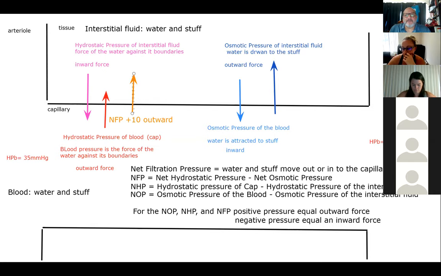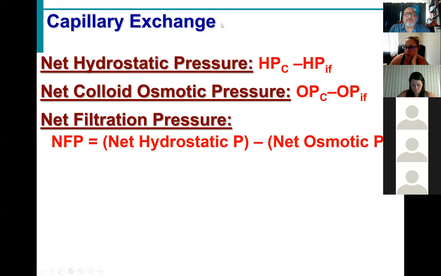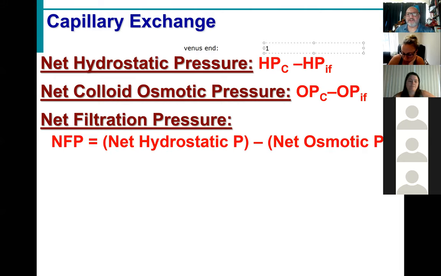But let's go back. Let's do the same thing now for the venous end. At the venous end, what was the hydrostatic pressure of the capillary? 17, excellent. And the hydrostatic pressure of the interstitial fluid? Zero. So that equals positive 17.